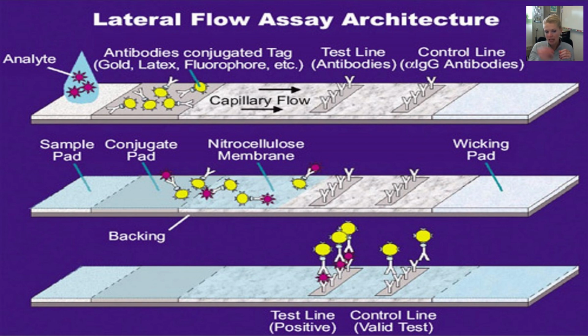And then those yellow things are the color, whatever it is, latex, a fluorochrome, though it's not going to be fluorescent, or a substrate, some sort of enzyme, whatever it might be to produce a color. And then we can visualize those lines. So if you have one line, the control line only, then the test is negative. But if you have two lines, the test line and the control line, then that test is positive.